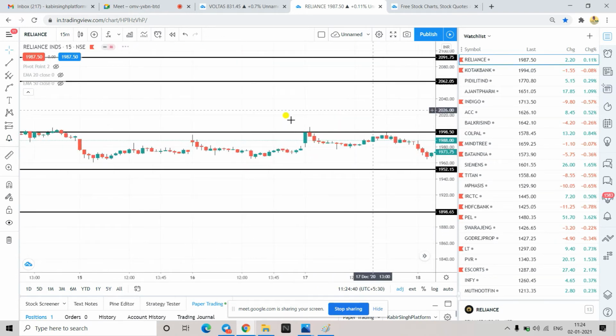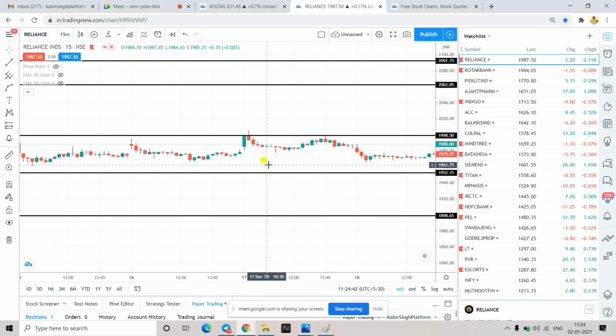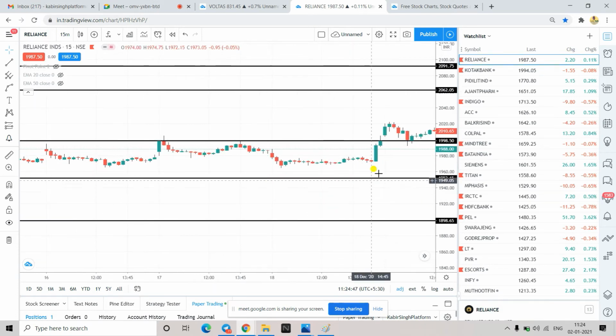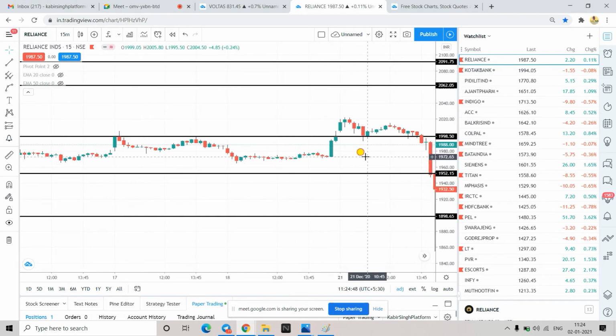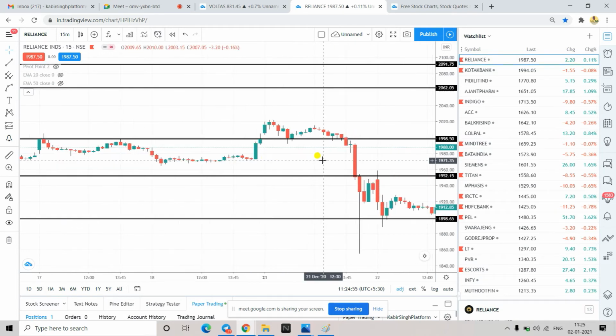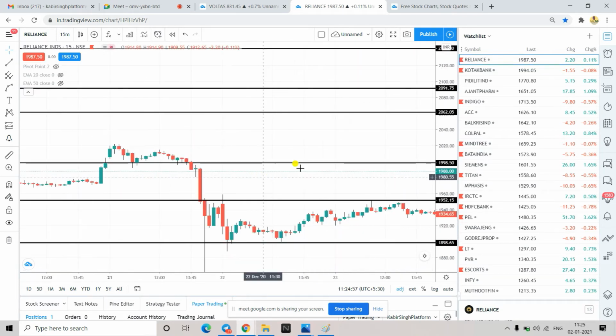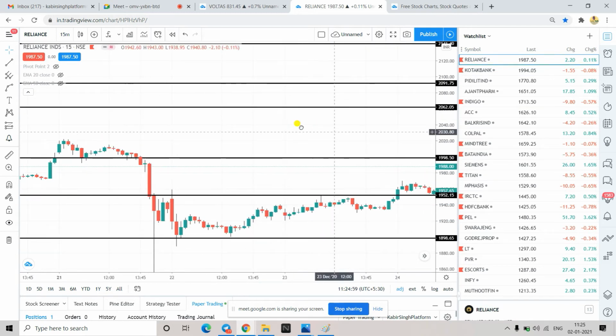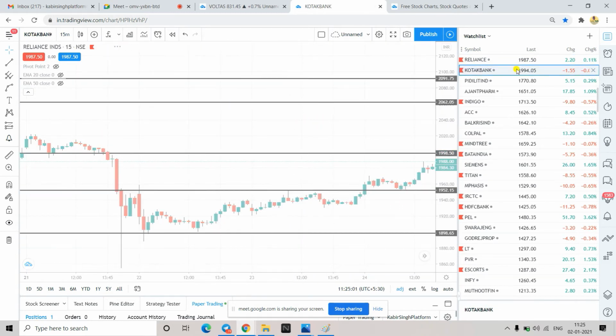I'll just find a few examples where these conditions are fulfilled. Yeah, it may go down also, if the market is not supporting, but most of the time it will go up. So that's why a stop loss is given. So we'll see.